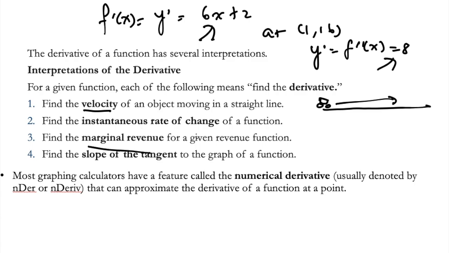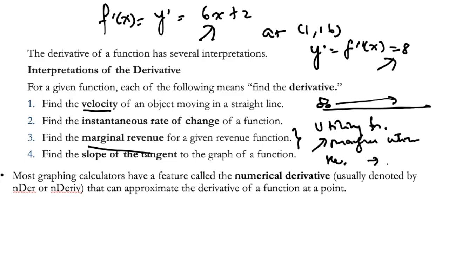Find the marginal revenue for a given revenue function. Find the slope of tangent to the graph of a function. So basically derivative in economic study most of the time, let's say we have a utility function. If you find the derivative of utility function, that derivative is what we call marginal utility. So if we have a revenue function, if you find the derivative of revenue function, that one is what we call marginal revenue.